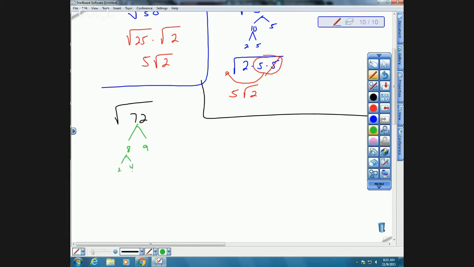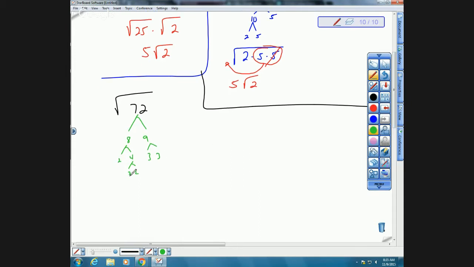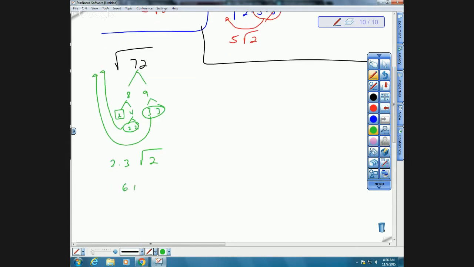So now you have what? 8 is 2 and 4, 2 and 2, and 9 is 3 and 3. So now if you look at this, here's everybody that's in jail. 3 2s and 2 3s. So the 3s are going to break out, and the 2s are going to break out. So the 2s break out and the 3s break out, and this 2 right here does not have any friends. He stays in jail. So this becomes 6 square roots of 2.